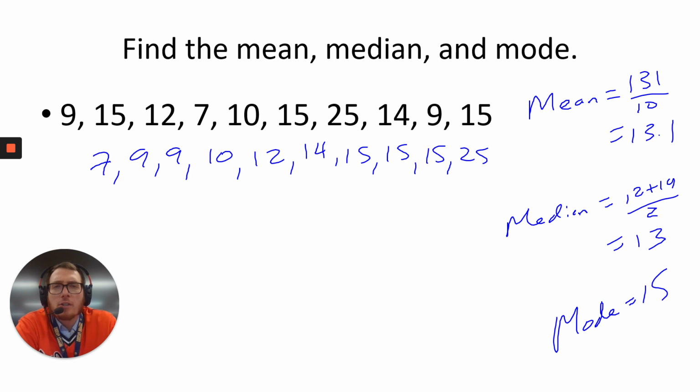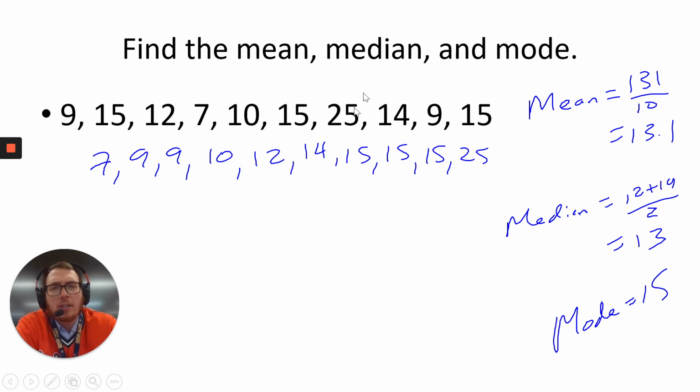Next thing I want to talk about is just mean, median, and mode. We're going to talk a little bit more about mean, median, and mode later in the semester. But remember, mean is the average. And so if I add up all these numbers, I get 131. And then divide by 10 because there's 10 numbers, and I get a mean of 13.1.